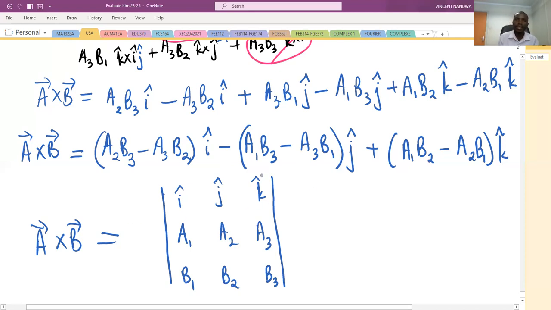And then for K, delete this column, delete this row. So A1, B2, A2, B1. So this is what we have. And therefore, that is the end of the proof.